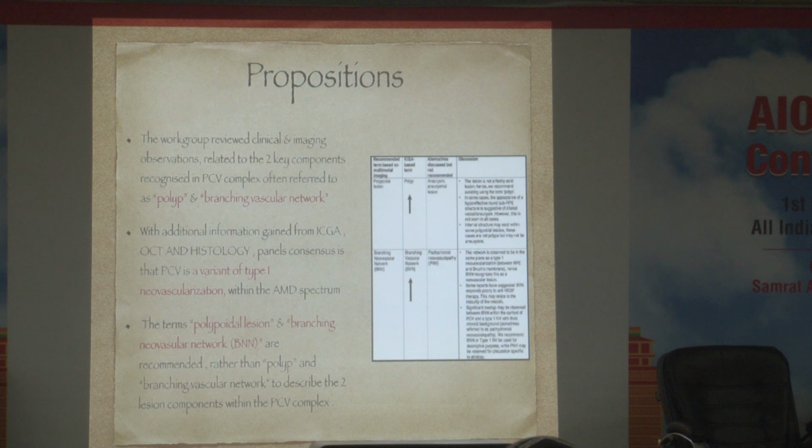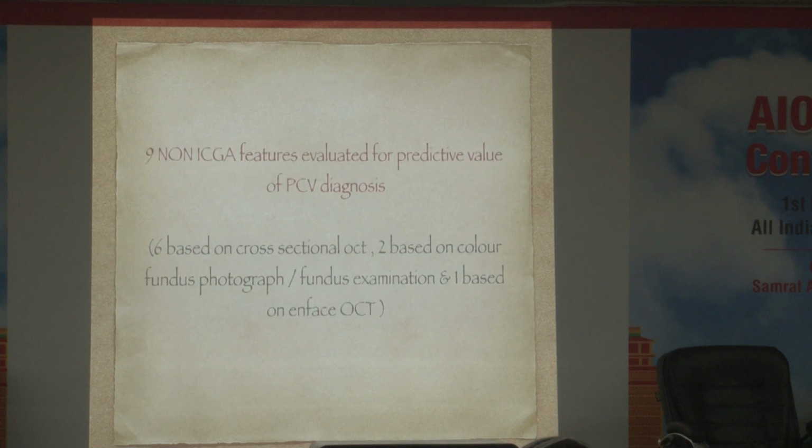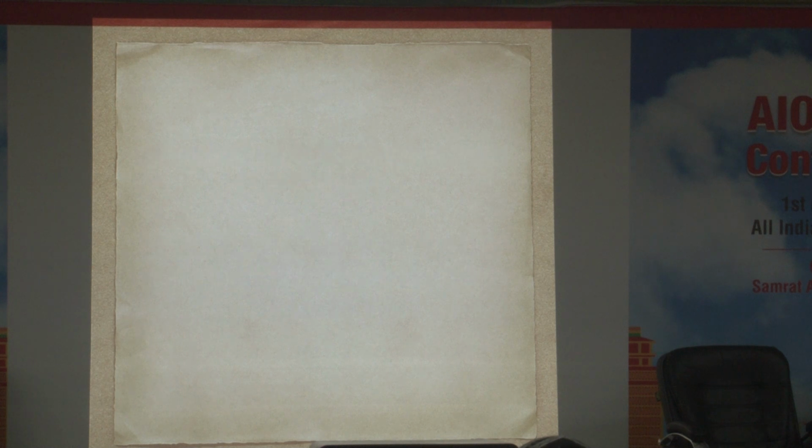With additional information gained from ICGA, OCT and histology, the panel consensus is that PCV is a variant of type 1 neovascularization within the AMD spectrum. The terms polypoidal lesion and branching neovascular network are recommended rather than polyp and branching vascular network to describe the 2 lesion components within the PCV complex. Coming to the 9 non-ICGA features evaluated for predictive value of PCV diagnosis, 6 are based on cross-sectional OCT, 2 are based on color fundus photograph or fundus evaluation, and 1 is based on en-face OCT.